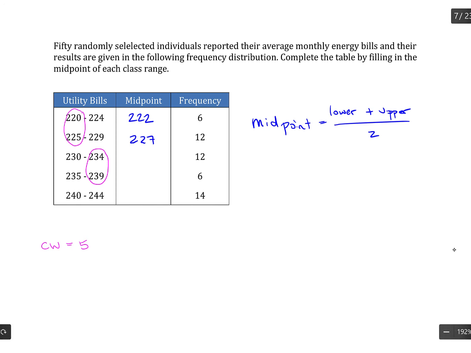So if I identify what that class width is, I could just get the first midpoint and then just keep adding 5 to it. 227 plus 5 to 232, not 322. Just keep adding 5 to these numbers, and that would give me the remaining midpoints a little bit faster. Either way is perfectly fine.